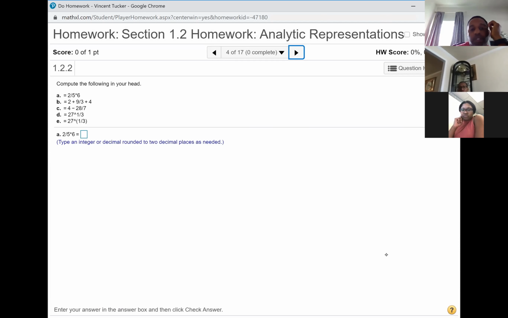Okay, so the next one says compute the following in your head. It's one of those things just like before. Try to do it in your head, and then once you get your answer, go ahead and check it with your calculator, and go from there.